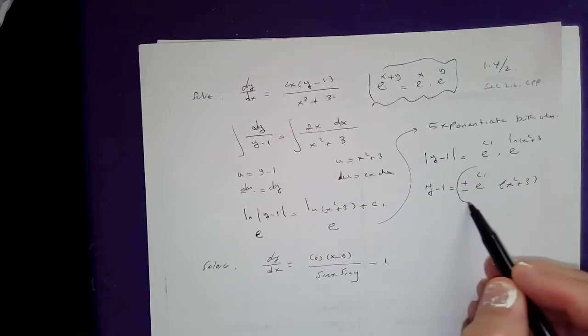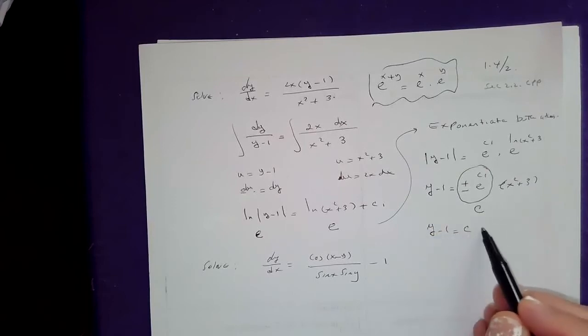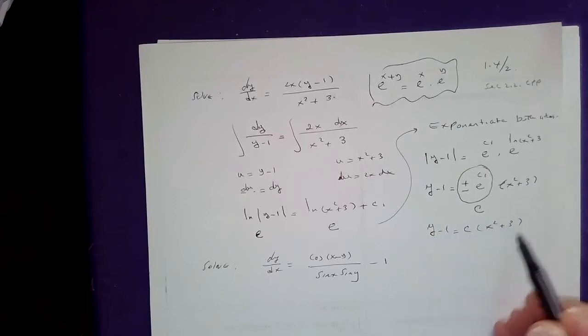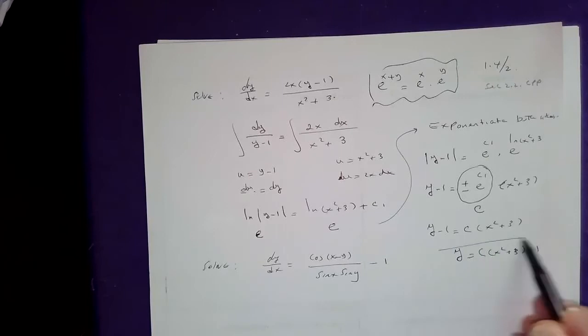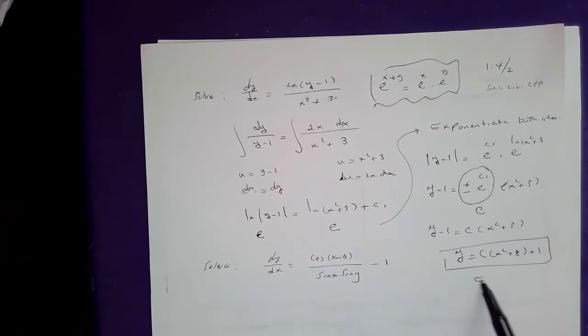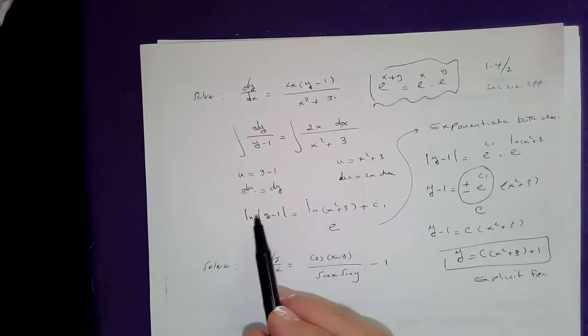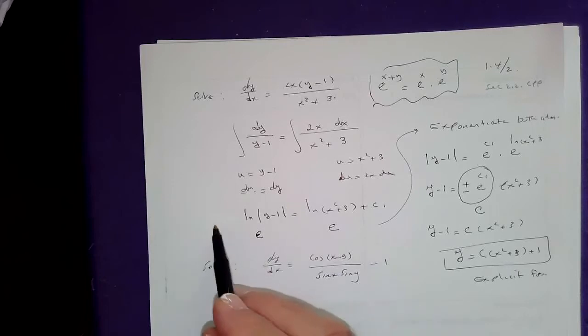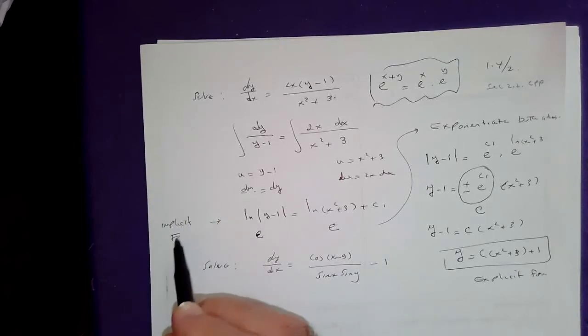But I'm going to call this guy a capital C. So that's y minus 1 equals C times x squared plus 3. Then I'm going to add 1. So the final answer in explicit form happens to be this guy. So this is called explicit form, whereas this solution right here, before we exponentiated, was called implicit form. Do you see it?